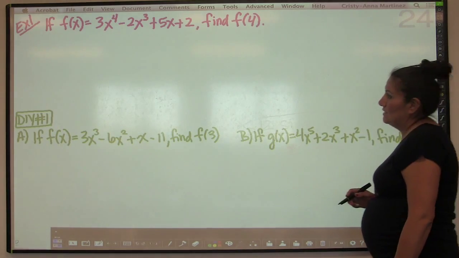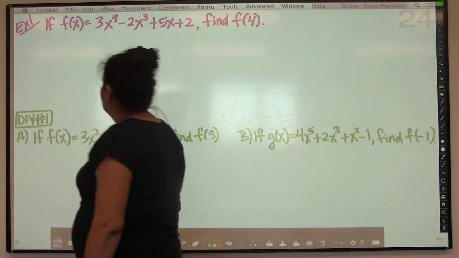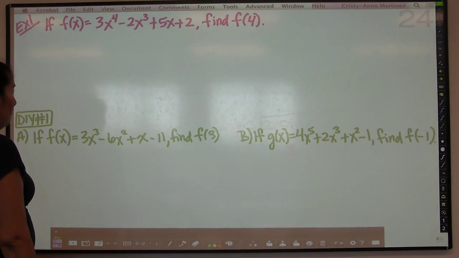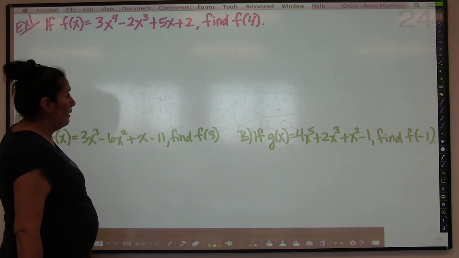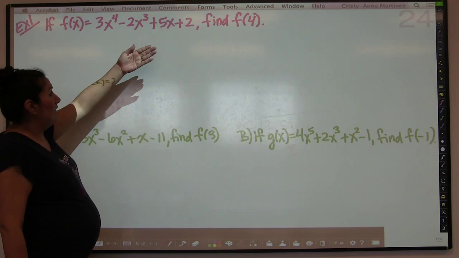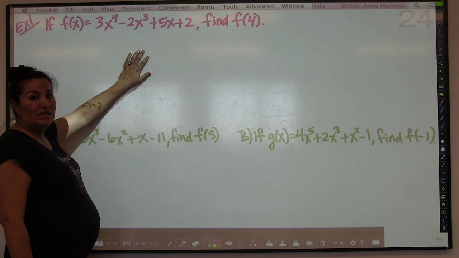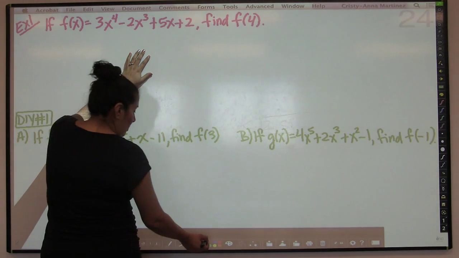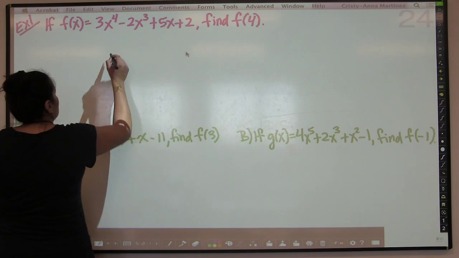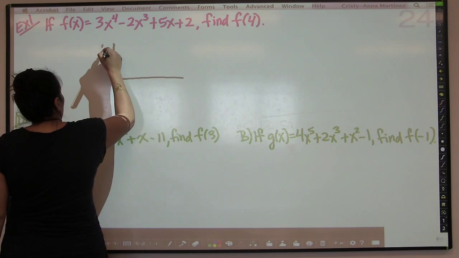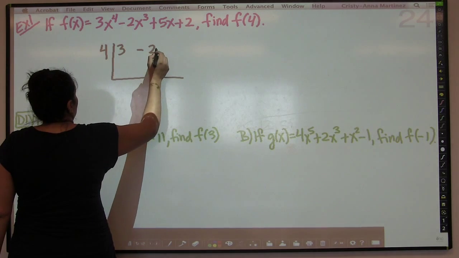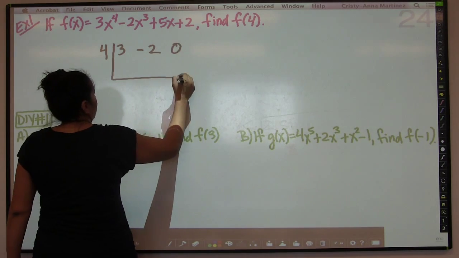It says here in example 1, if f of x equals 3x to the 4th minus 2x cubed plus 5x plus 2, find f of 4. Obviously one option would be to plug 4 into all of the x values. But believe it or not, you can start getting some really big numbers that way. So it's actually a lot more convenient for us to use synthetic division. So we're going to put a 4 out here, and then 3x to the 4th, negative 2x cubed. There's no x squared term.